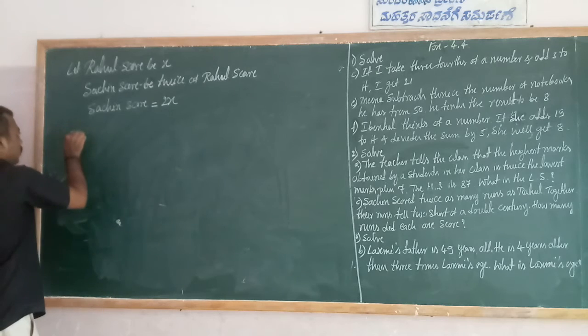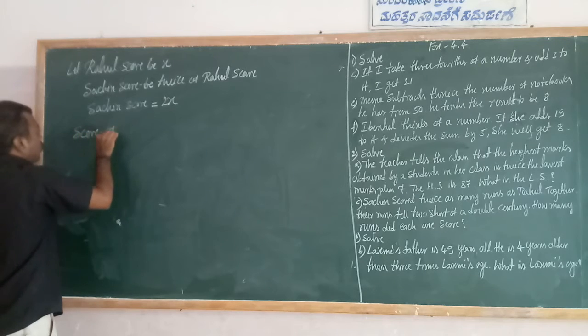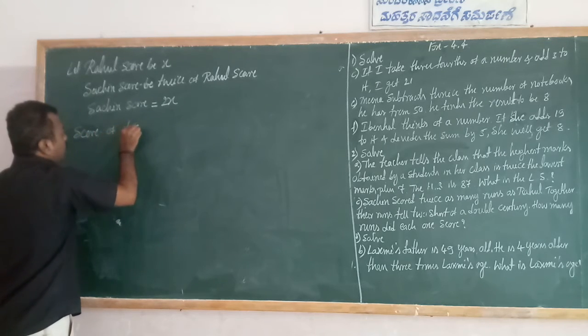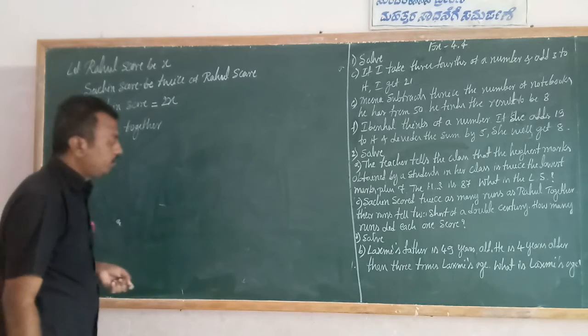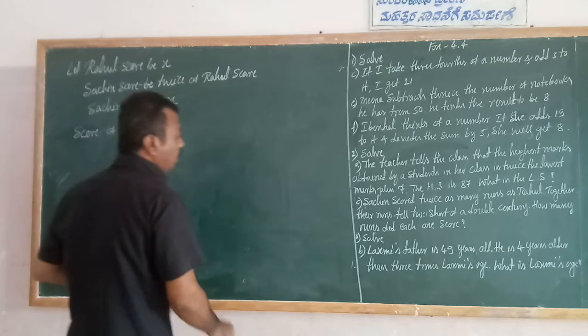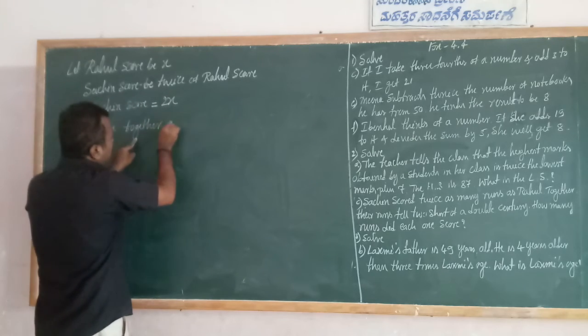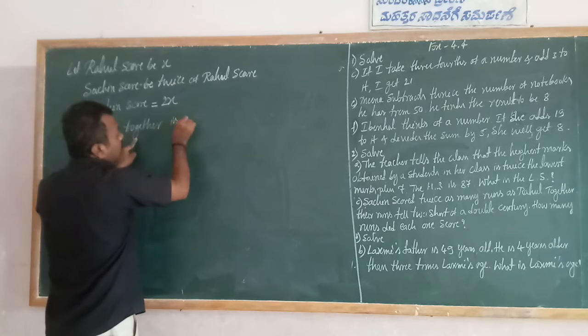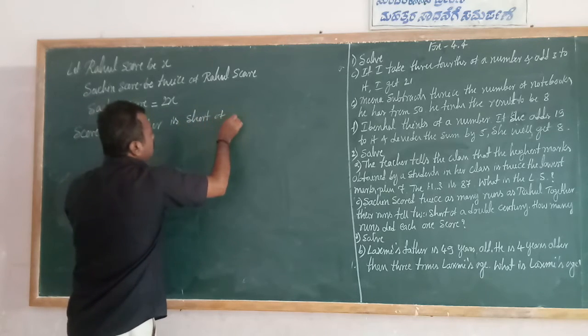So together, the score of both, how much together? Two short of a double century means, so the total score together is how much? Short of double century.